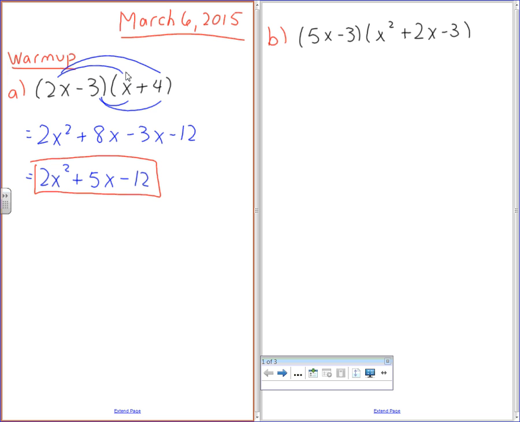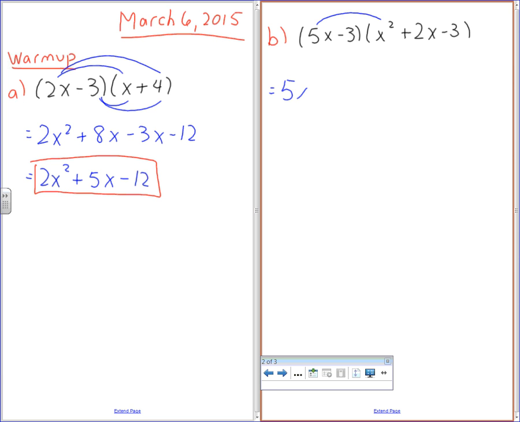Letter B is a little bit more awesome. Alyssa, are you up to the challenge? Sure. Go ahead, please. So 5x cubed. Plus 10x squared. Great. Minus 15x. Wonderful. Minus 3x squared. Minus 6x. Plus 20. Great. Wonderful. Oops, it's supposed to say plus 9. That says plus 9 at the end there if you can't see.